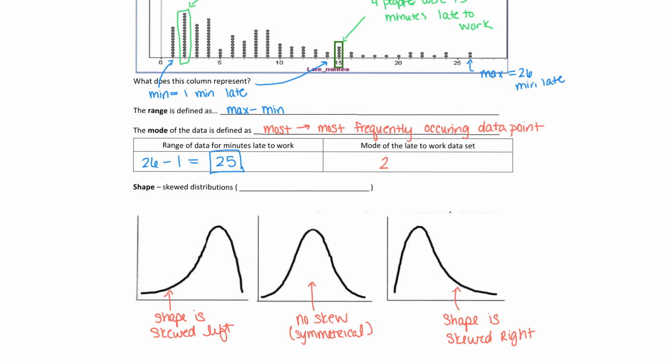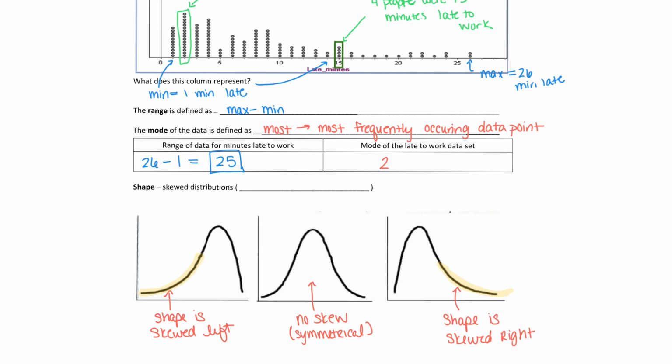So we have three options here. You can have skewed to the right, skewed to the left, and symmetrical or no skew. Notice that the skew is referring to the tail. So if you're wanting to think, well, how am I going to remember this? Think about, does your data set have a tail?